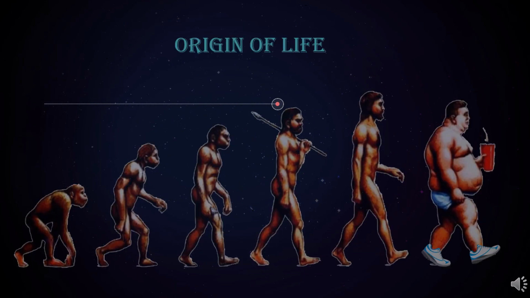In the last stage, origin of life. Figure shows the evolution of human race. Like this, life on the Earth changes with the course of time.